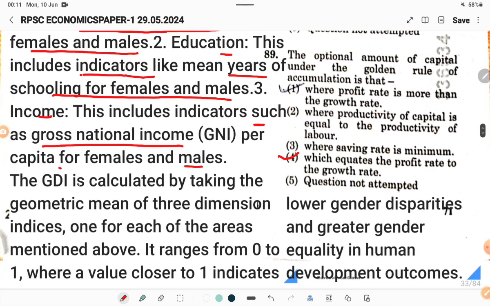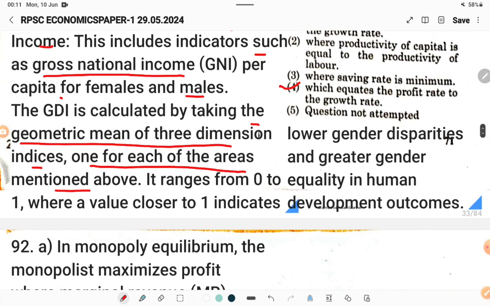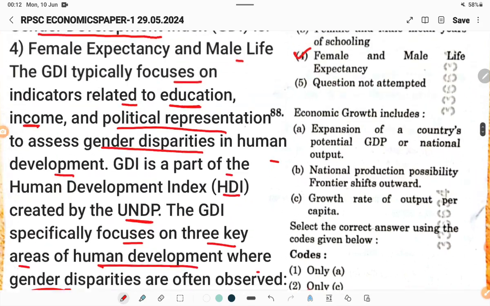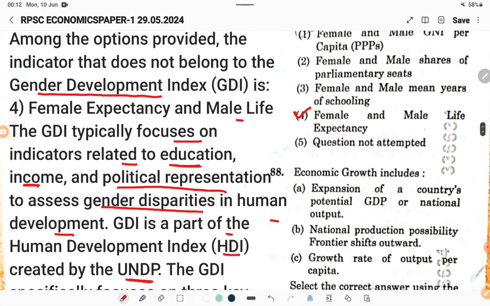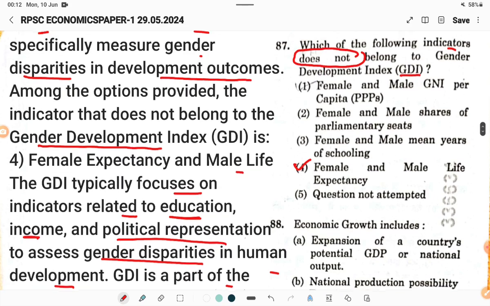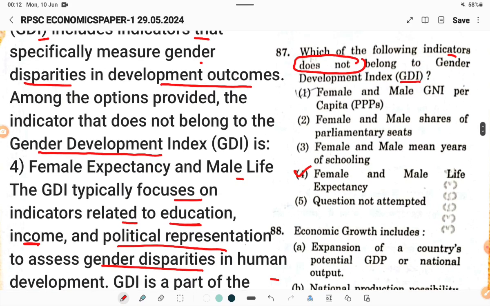And the GDI is calculated by taking the geometric mean of three dimension indices, one for each of the areas mentioned above. It ranges from 0 to 1, where a value closer to 1 indicates lower gender disparities and greater gender equality in human development outcomes. That's all about the GDI. So the fourth one will be the right answer here, because the question is asking about what does not include female and male life expectancy.